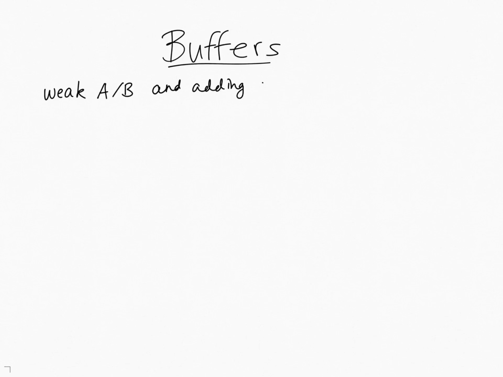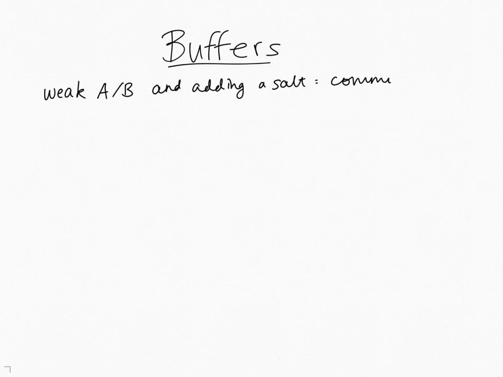Today we'll be talking about buffers. Buffers in chemistry. Now, one way we can make a buffer is by taking a weak acid or base, and then adding a salt that contains a common ion with the weak acid or base.